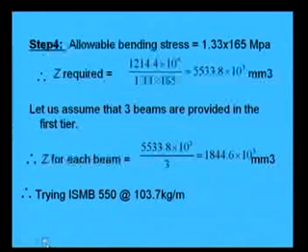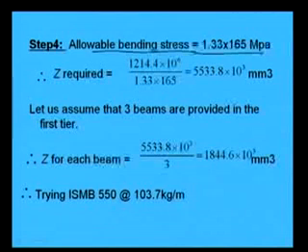Next, what we will do? Allowable bending stress. Allowable bending stress, as we know, that will be 33% more than the actual allowable bending stress. Allowable bending stress for FY 250 is 0.66 FY, and 0.66 FY means 165 MPa.